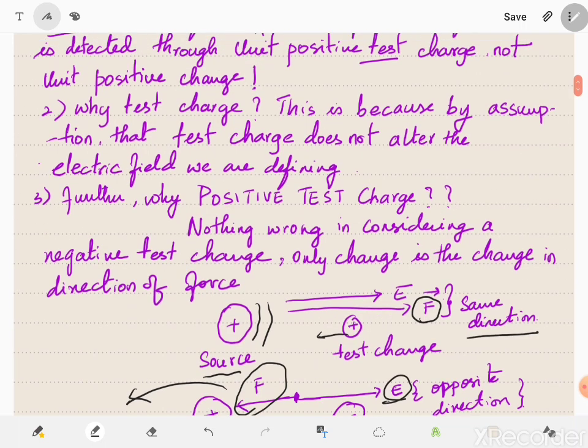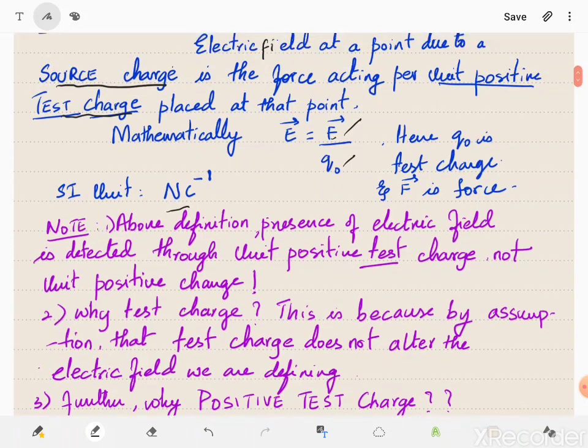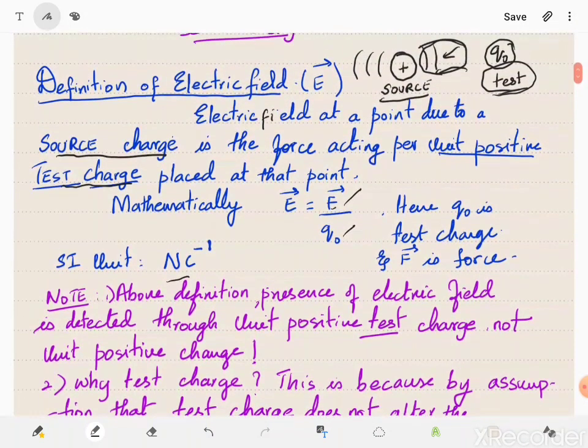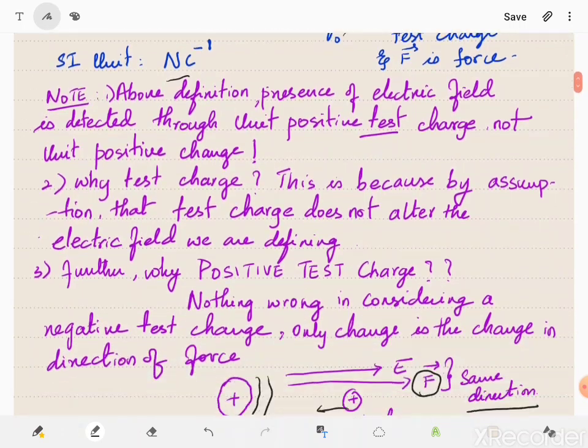So my advice to you students would be to stick to what is there in the NCERT textbook when you're writing in your second PUC exam. It's better to stick with the force acting per unit positive test charge rather than writing unit negative test charge. Conceptually, there is nothing wrong. The only thing that is going to change is the direction of force.